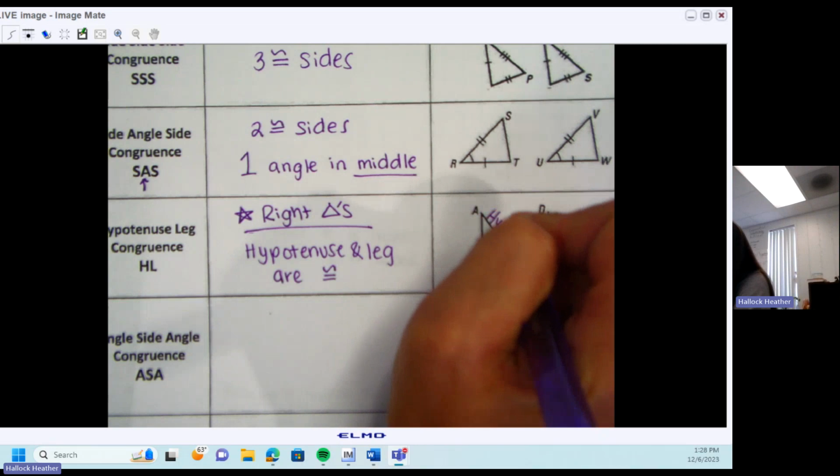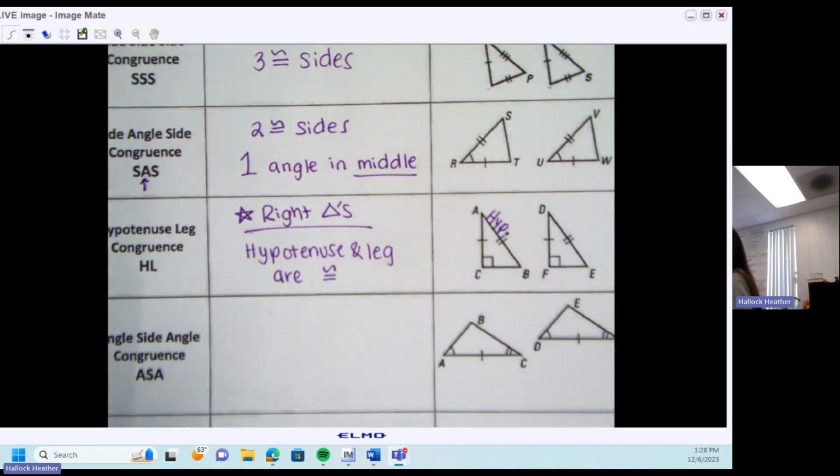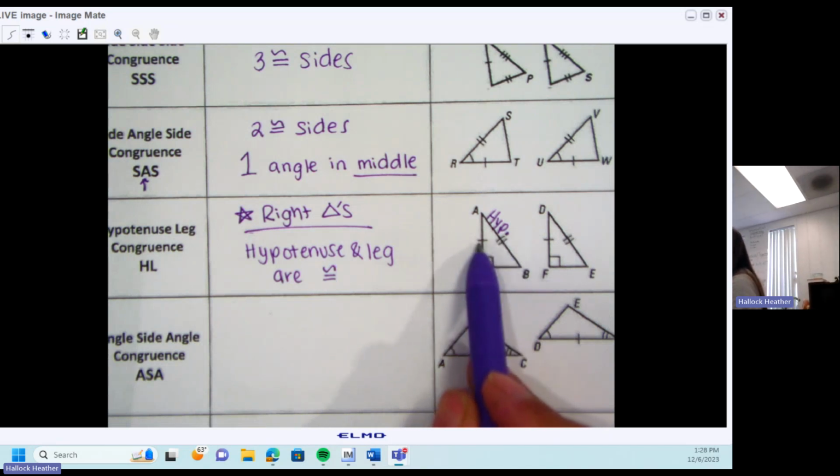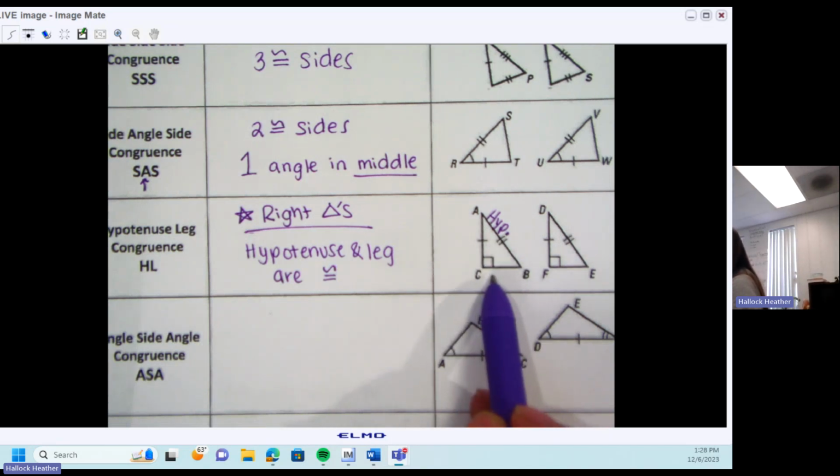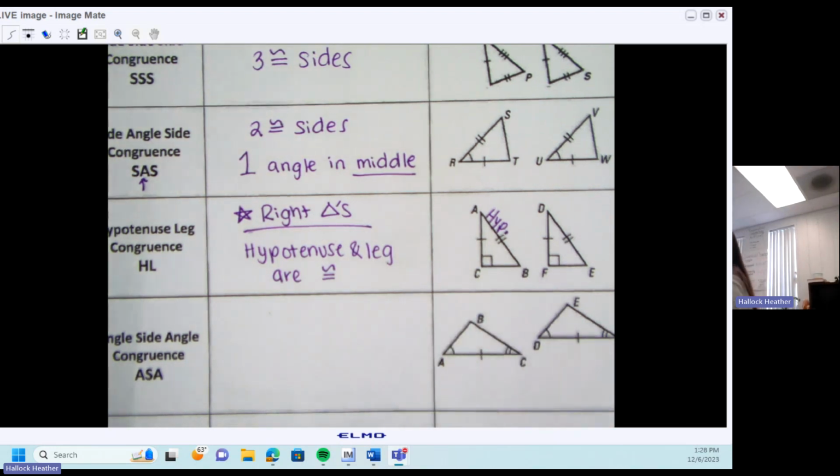So I'm going to just call this hypotenuse for short, just in case you don't know. It's the longest side. So if you know the hypotenuse is congruent and you know one of the legs is congruent, you can use HL as long as the 90-degree symbol is there. Then you can say hypotenuse leg for congruency, because we're going to use these for proofs. So this is where this really comes into play, as proofs.